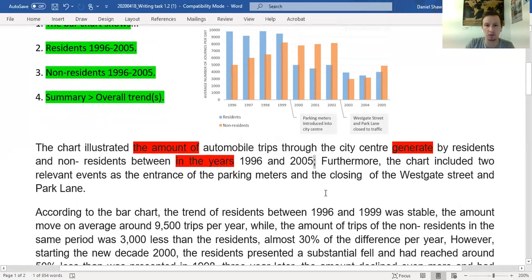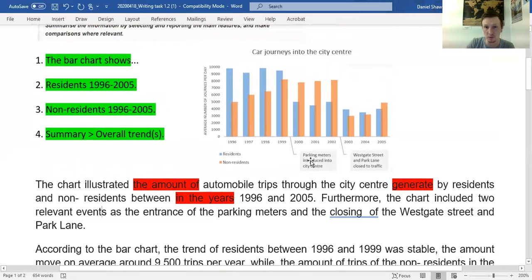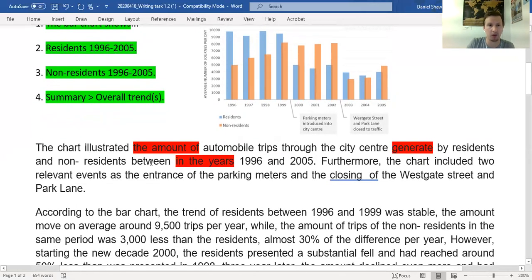Again, a semicolon is not needed here. It's just one sentence to summarize, to paraphrase and to restate the question. Furthermore, the chart included 2 relevant events, okay? That's useful to note. So we have these 2 events here. So yeah, we can still keep those in there.